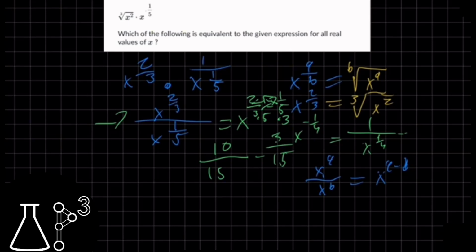So now we have x to the power of 10 over 15 minus 3 over 15. Because we have the same denominator, we can just straight subtract the numerators to get the value. And 10 minus 3 equals 7. So we get 7 over 15. So the answer to this question of which of the following is equivalent for all real values of x would be x to the power of 7 over 15.